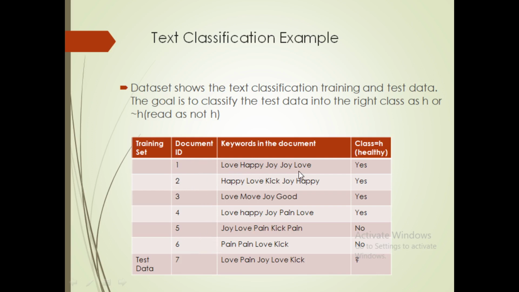In each document there is a set of words, and based on the set of words we have given a training label: if such things occur, then it's healthy yes, and if something is like joy, love, pain, kick, pain over here, then it's the not healthy class. By considering these 6 training instances, we have trained our model. Then we are going to test with a testing data, wherein we'll provide the keywords present in the document. Now we have to check whether it belongs to H or not H.